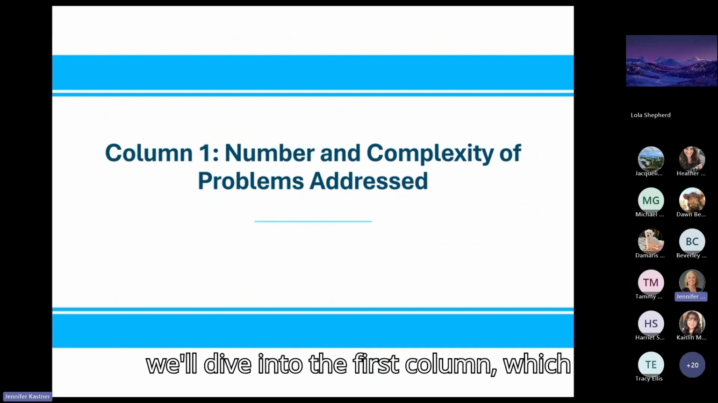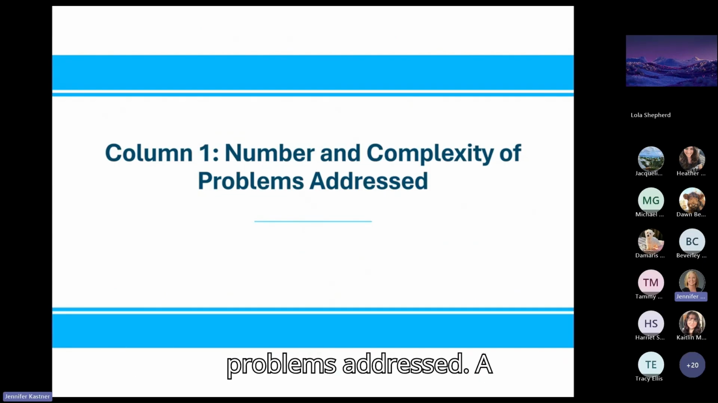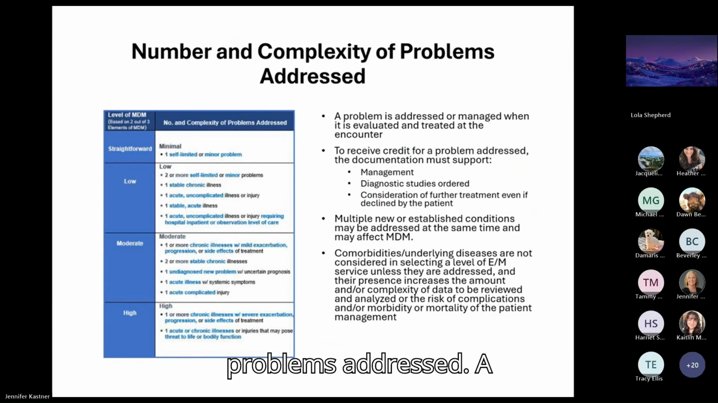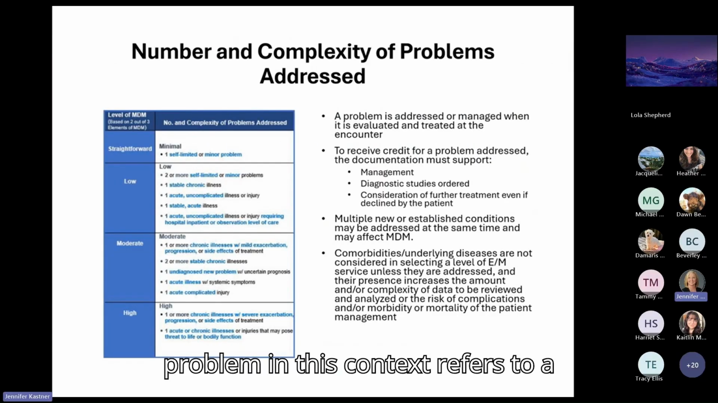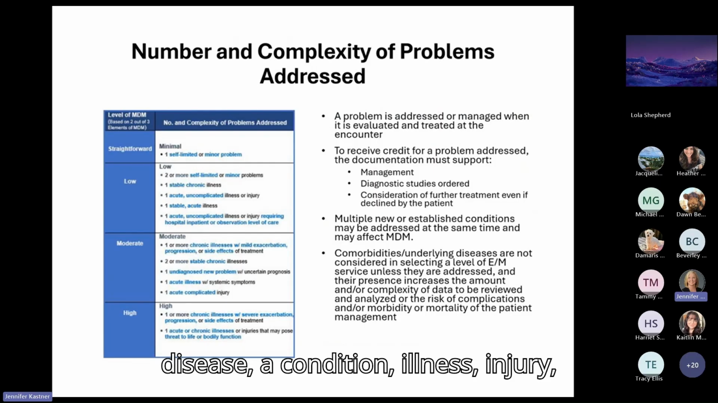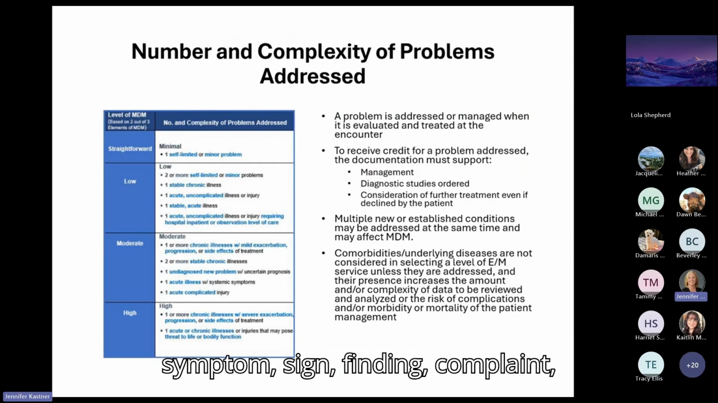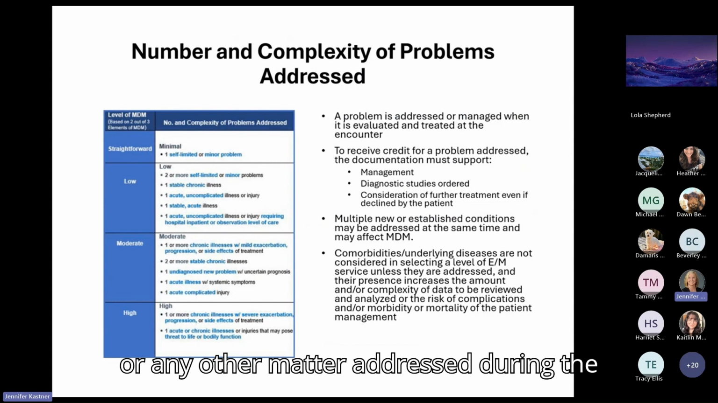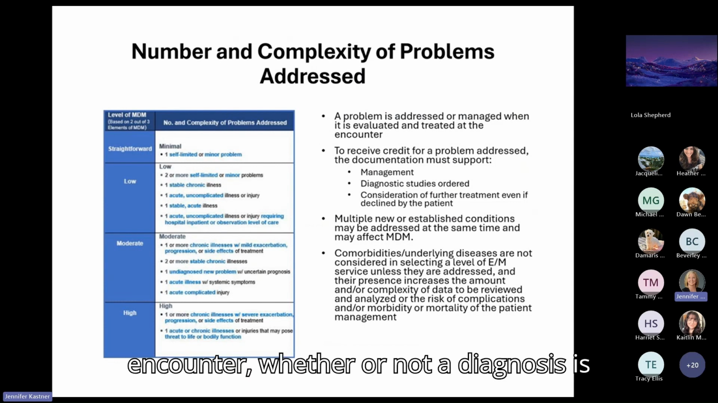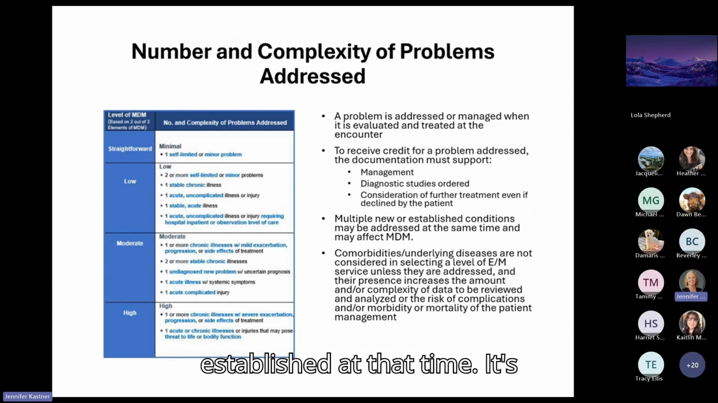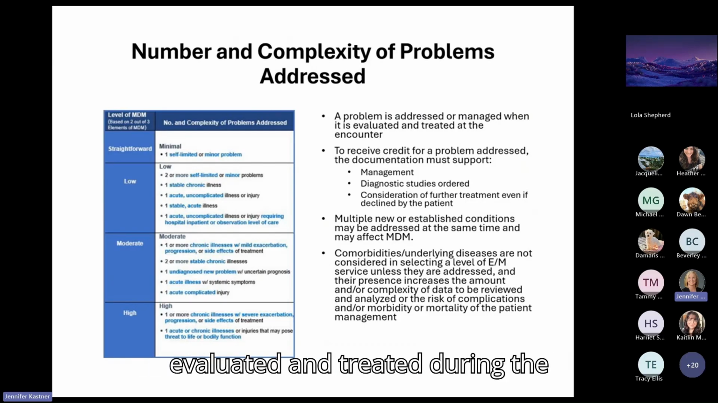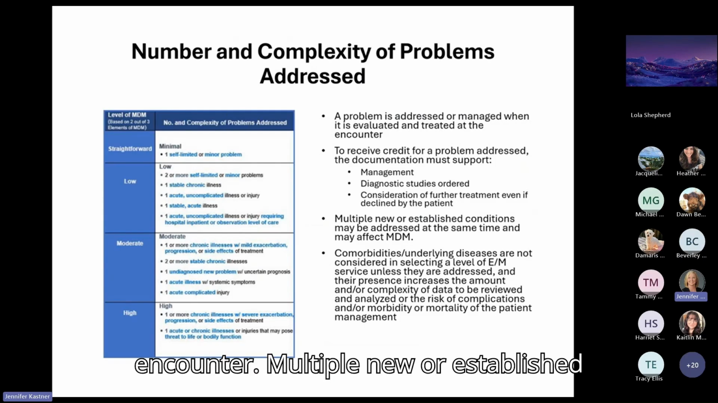All right, so we'll dive into the first column, which represents the number and complexity of problems addressed. A problem in this context refers to a disease, a condition, illness, injury, symptom, sign, finding, complaint, or any other matter addressed during the encounter, whether or not a diagnosis is established at that time. It's important to know that a problem is considered addressed when it's evaluated and treated during the encounter.